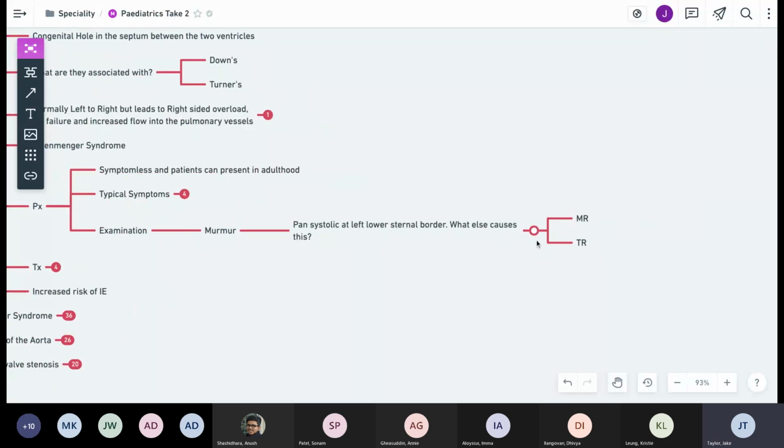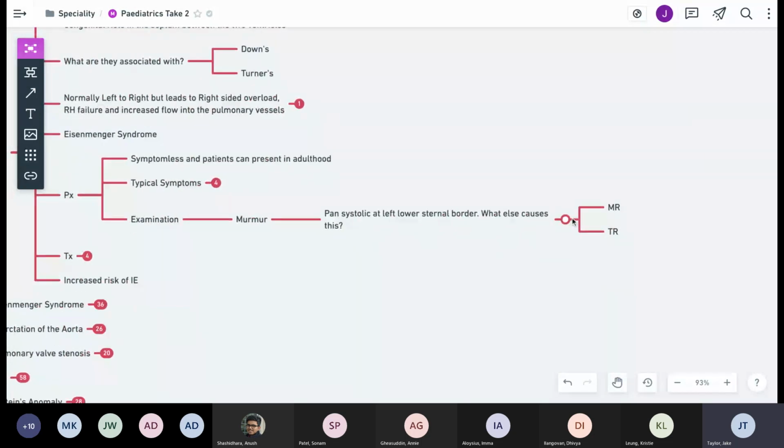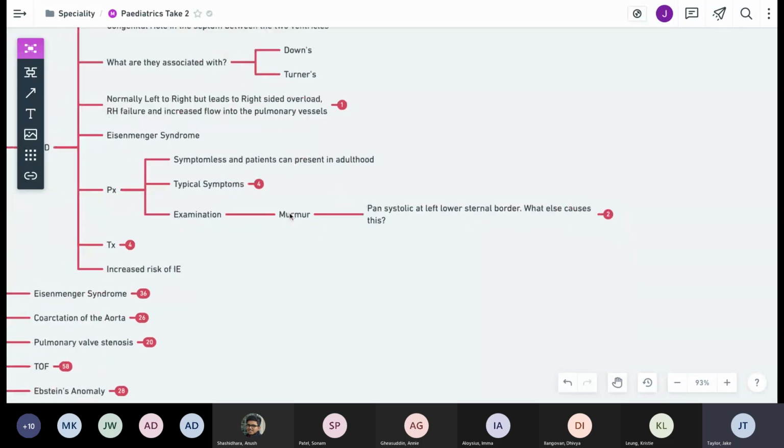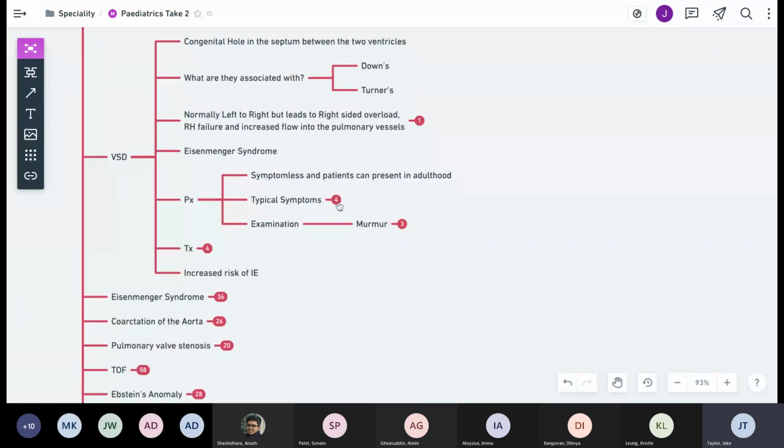So mitral regurg and tricuspid regurg can also present here, but they would present towards the apex. I thought it was like other congenital heart diseases, but fair enough. Mitral regurg and tricuspid regurg also have pansystolic murmurs. So in VSD, the murmur you get is a pansystolic murmur, exactly like tricuspid regurg and mitral regurg.